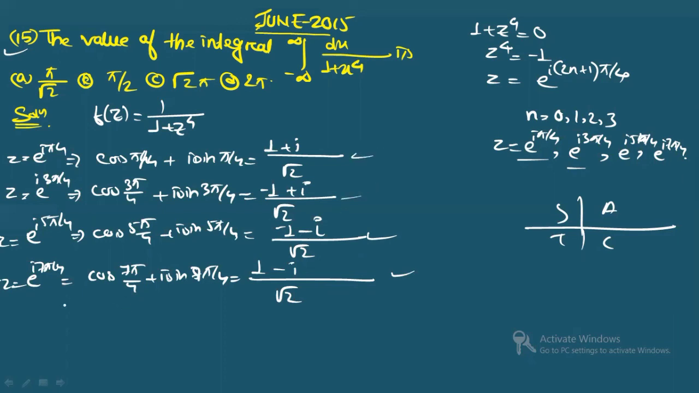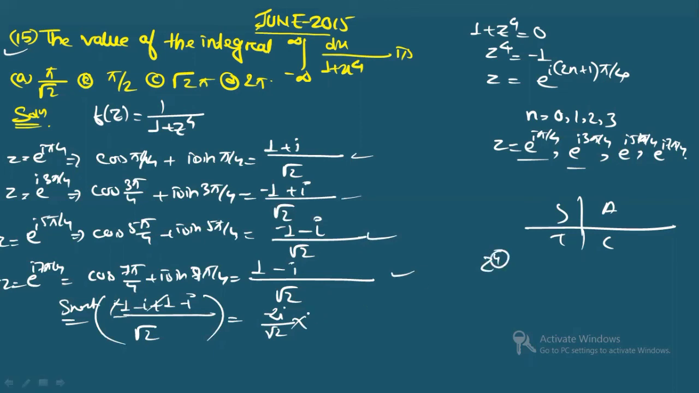So the short trick that we will be using is to do the sum of the poles which are lying outside. So these two are there. I'm just adding these: minus 1 minus i plus 1 minus i, the real parts just get cancelled. So you get minus 2i by root 2. Now the sum you will divide by 4, since it is z to the power 4. So it is into 1 by 4, so it is minus i by 2 root 2.